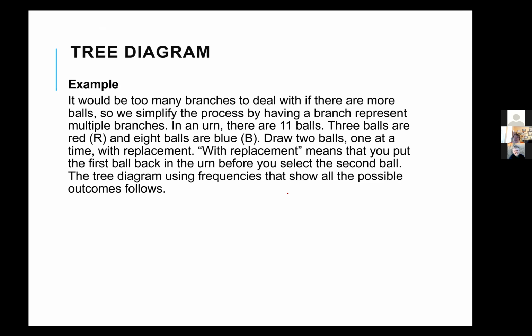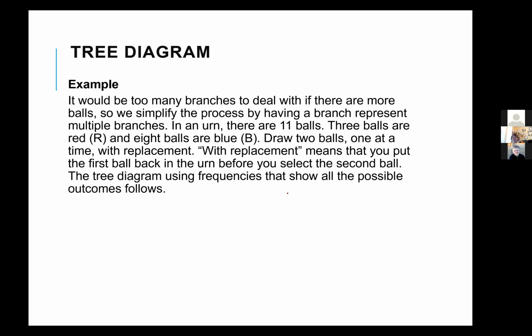So in our urn, now we have 11 balls. 3 are red and 8 are blue. Draw 2 balls out again, one at a time with replacement. With replacement means that you put the first ball back in the urn before you select the second ball. So now what does your tree diagram look like?